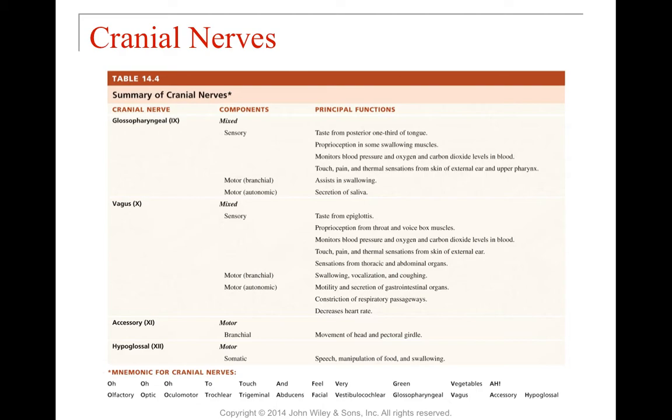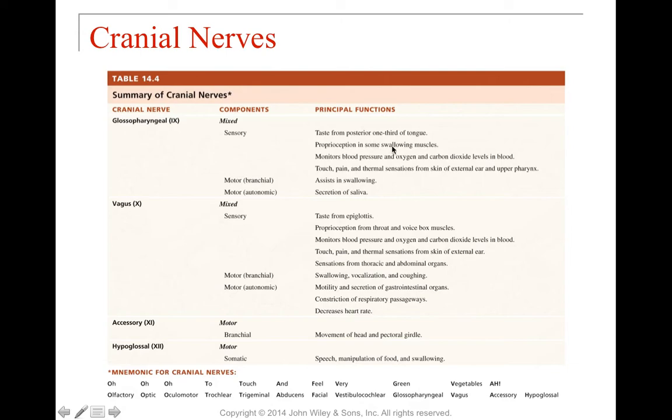As we continue through, I apologize, I said 10, we actually have 12. So we have the glossopharyngeal nerve, that's going to be 9. We have vagus, that is 10, accessory 11, and hypoglossal is 12. The major function of the glossopharyngeal nerve is that posterior one-third of the tongue, so that back one-third, we're able to get taste from it.